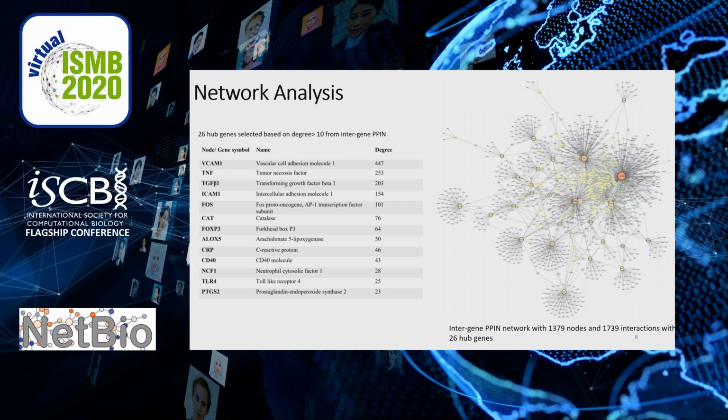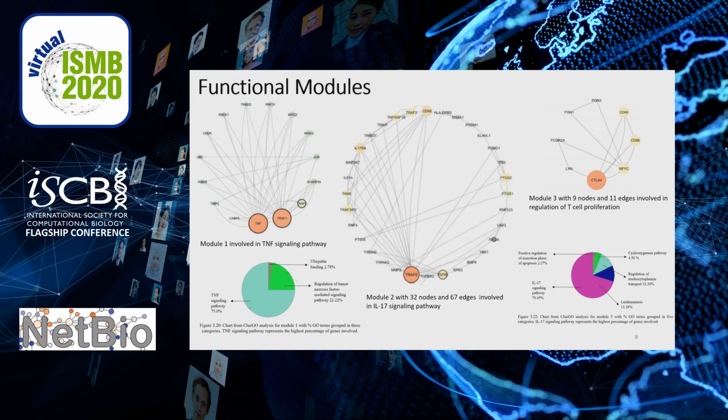This protein-protein interaction network illustrates the interaction of these 26 hub genes. As you can see from the table, it shows the genes having the highest degree at the top, the vascular cell adhesion molecule. Using the molecular complex detection code, we identified 3 modules, and these were functionally annotated, which resulted in 3 significant functional modules. The first module was involved in tumor necrosis factor signaling pathway.